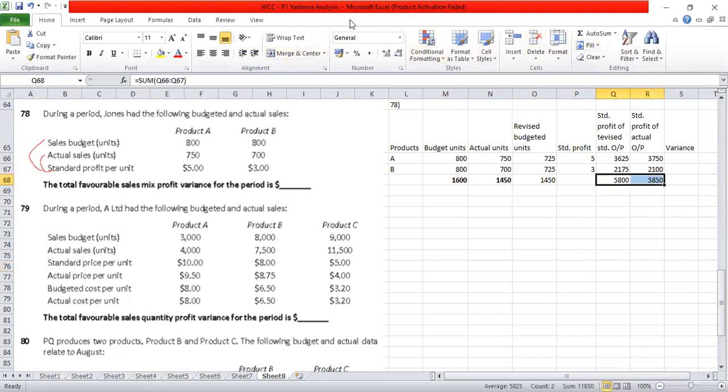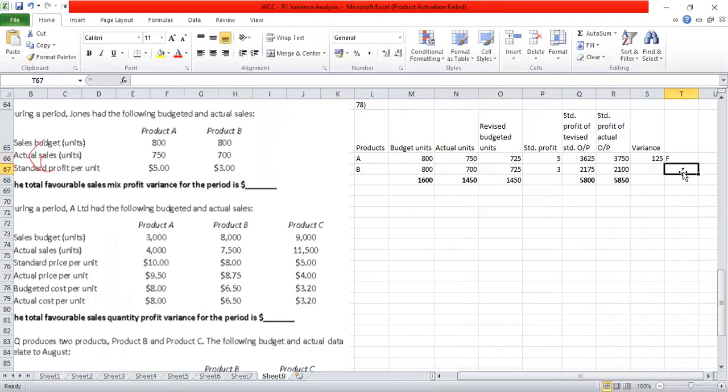Or individually also we can do it. That is, find out the difference here. 365, here it would be a favorable one, which is equal to 3750 minus 3625, which will be a favorable variance. Then here it will be 75 adverse. The standards are more than that. When we add it up, it will become 125 minus 75, which is equal to 50 favorable.